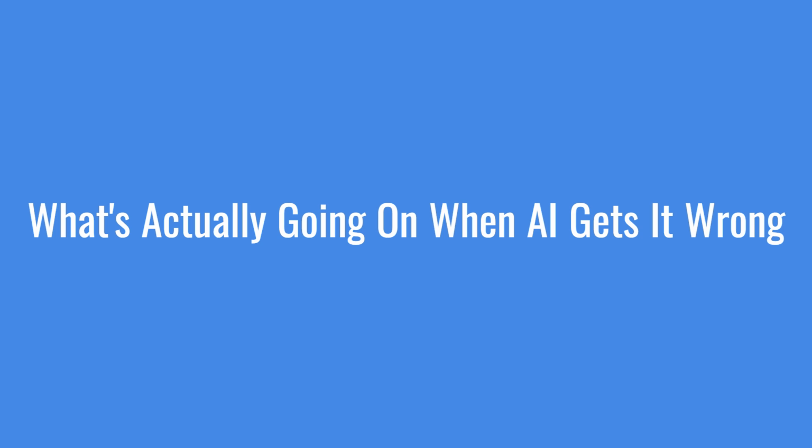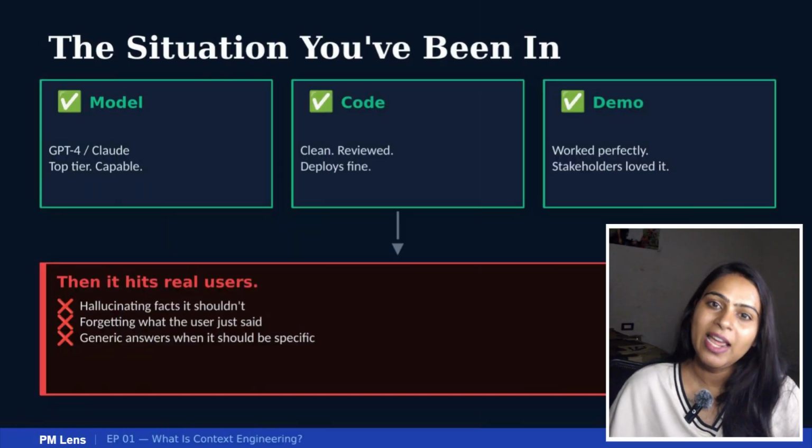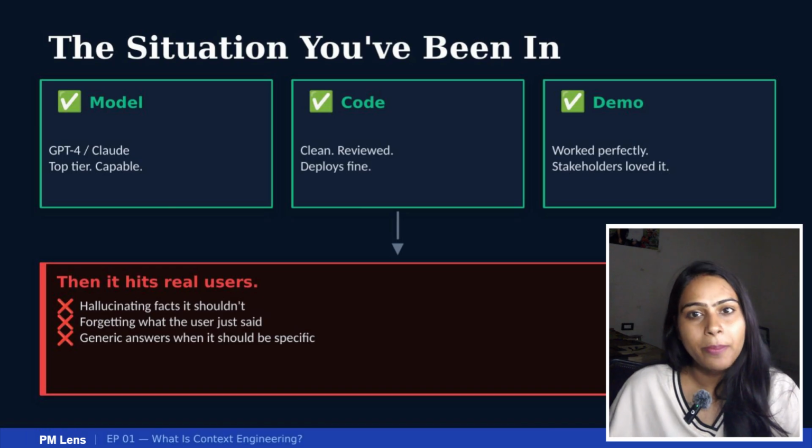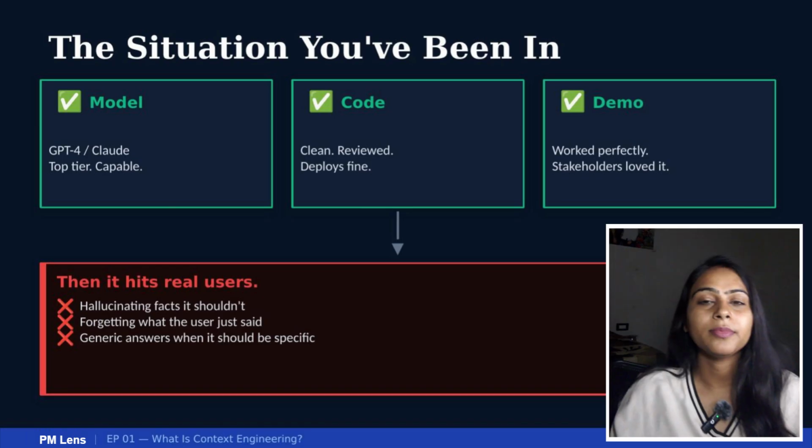So let's start with what is actually going wrong. Your AI feature works well in demo, but breaks in production. And the instinct is to fix the prompt. But that's not the real issue.